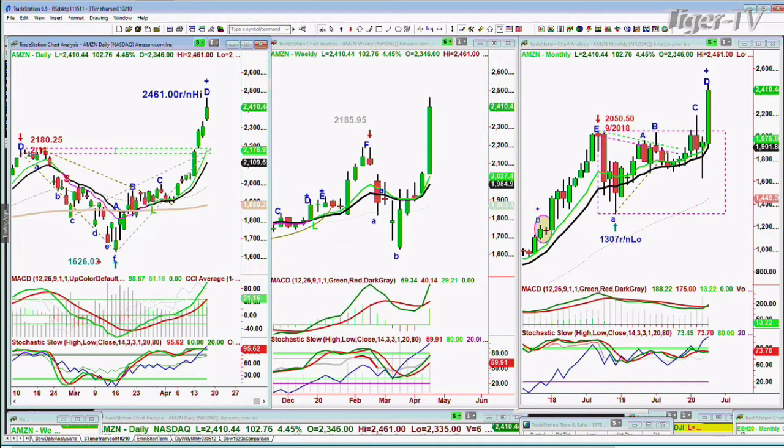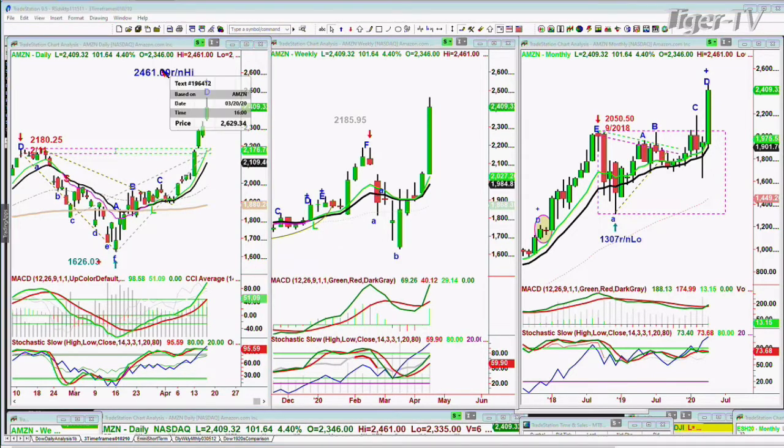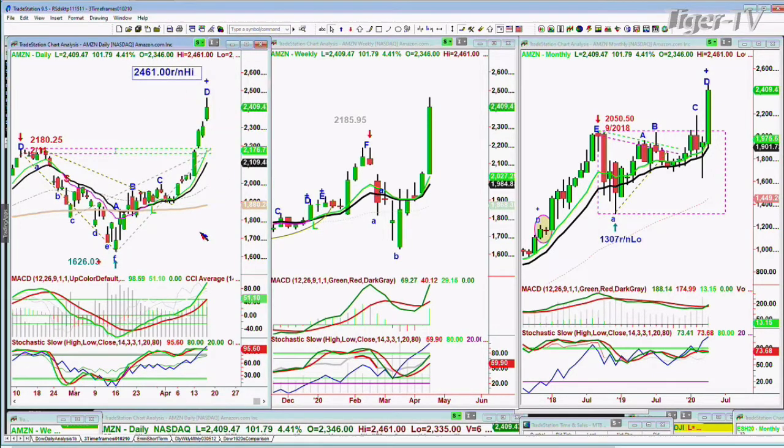2461.00, round number high. I don't know if that's going to stay. I'm just saying it's really interested in leg D, and it's about to do that. Now, if Apple starts to pull back, it's going to impact the Qs. Apple is part of the Dow and the NDX 100, part of the S&P. Amazon is not part of the Dow. Amazon's by itself. It's really the Qs that it's going to impact.